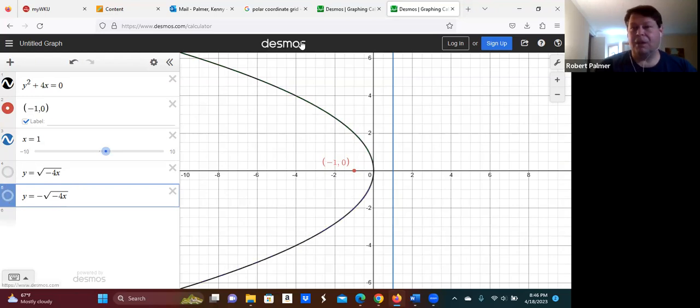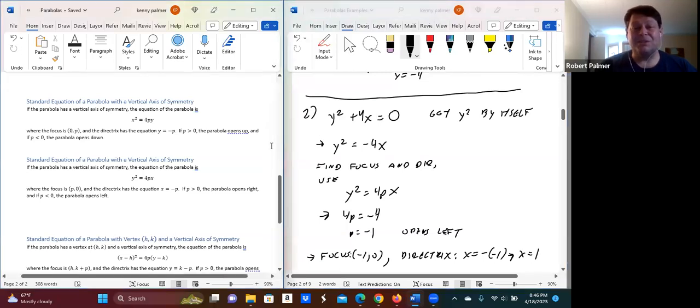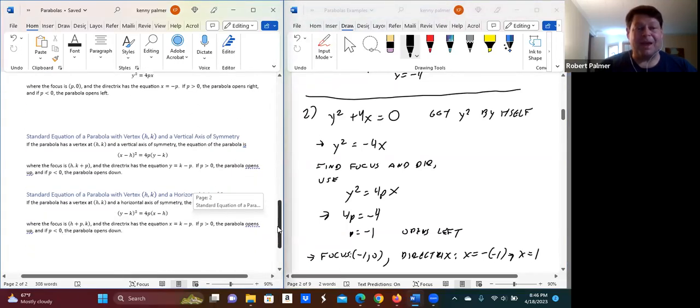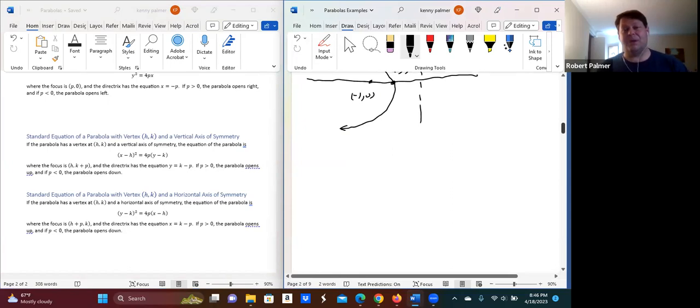All right. Now let's go back and take a look at some other examples. What can also happen is your vertex doesn't have to be at the origin. It can also be at any other point in space. Let's take a look at some examples like that and explain how that works.